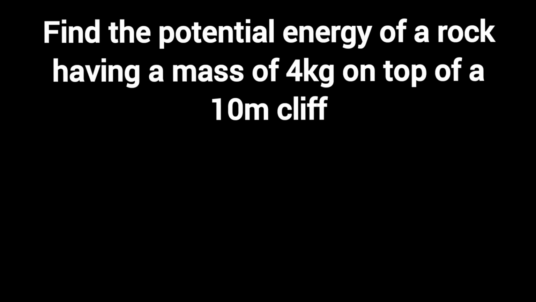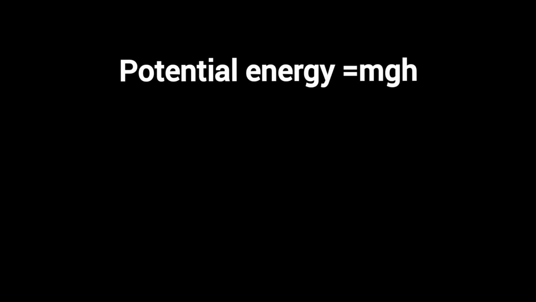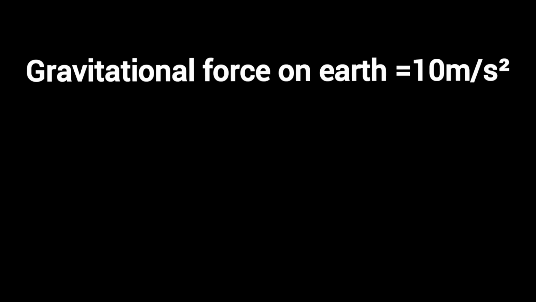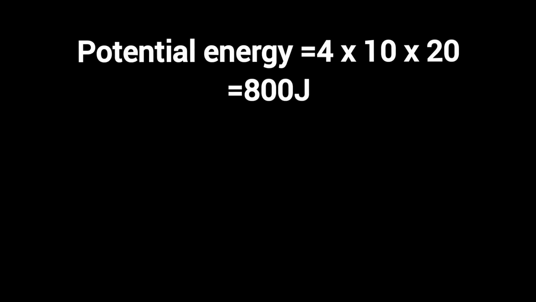Let's look at an example of potential energy. Find the potential energy of a rock weighing 4 kilograms in mass on top of a 10-meter tall cliff. The potential energy in this case equals mass times gravity times height. Note that gravity equals 10 meters per second squared. So potential energy equals 4 times 10 times 20, meaning that potential energy equals 800 joules.